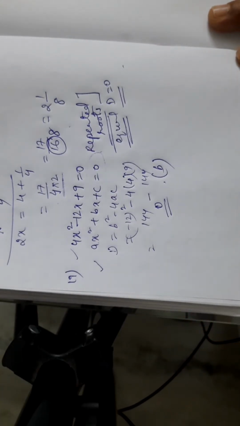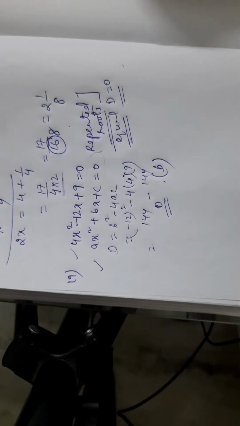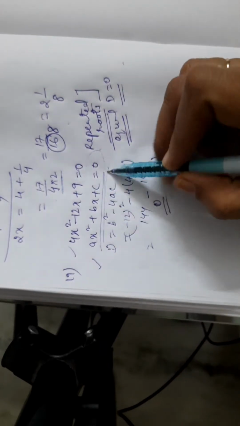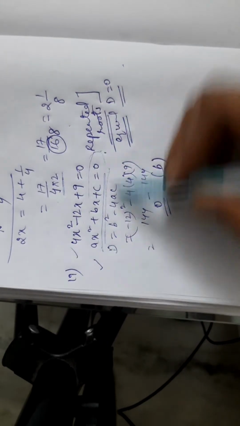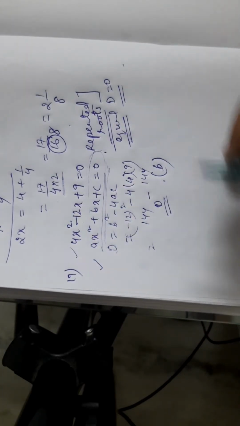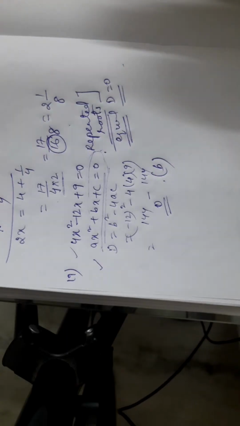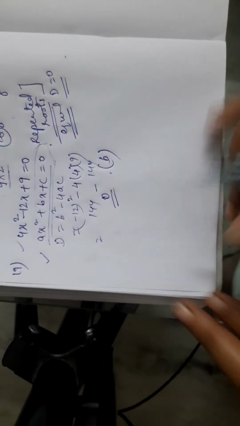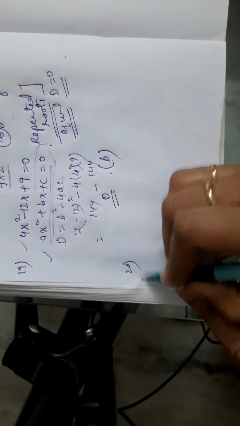I've got C: assertion is true, but reason is false. No, it is also true. It's a quadratic equation, ax square plus bx plus c is equal to 0. This is the base form of the quadratic equation. Very good. So option B will come. Nice. Now the next question. This is the last question for you. We completed the MCQs here.